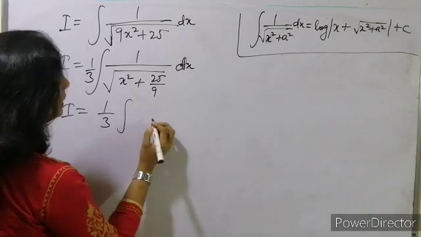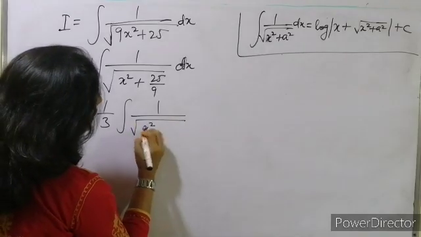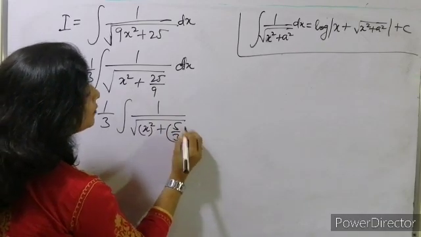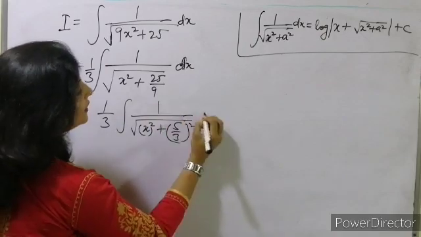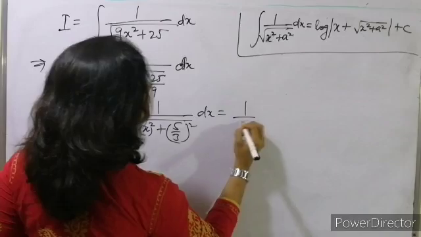1 upon 3 and integral of which one? X square plus 5 upon 3, 5 upon 3 का square. Why? Because 5 का square is 25, 3 का square is 9. So what value we'll get? हमें क्या value मिलेगा? 1 upon 3 तो as it is रहेगा.